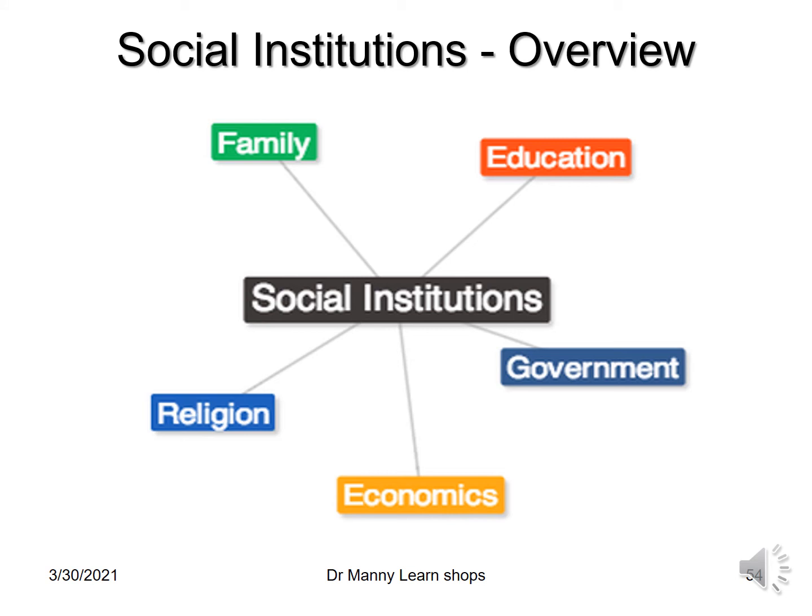Now let's touch on social institutions. And this is just an overview because you'll be looking at these all in a lot more detail as we go through this course. And the social institutions are typically the major ones being family, education, government, economics and religion. But there are many more.